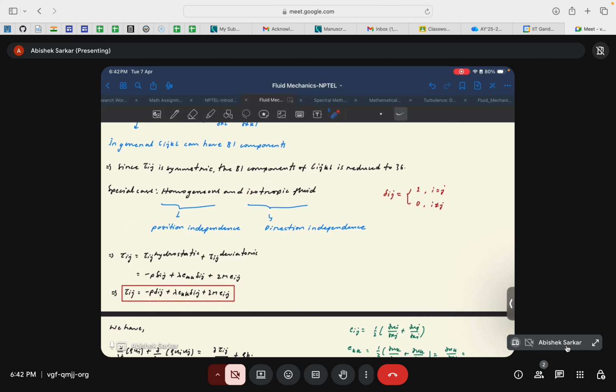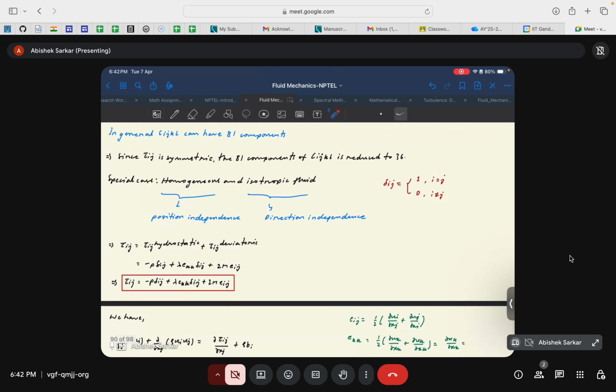So I think now you understand the script of today's discussion. By now you understand what we are going to do next. It's very simple now. Just substitute this form of tau ij in the Navier's equation and then see what we get.